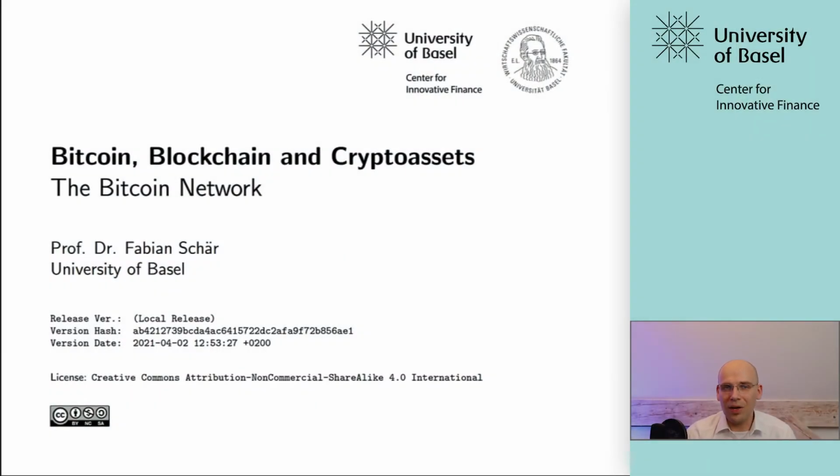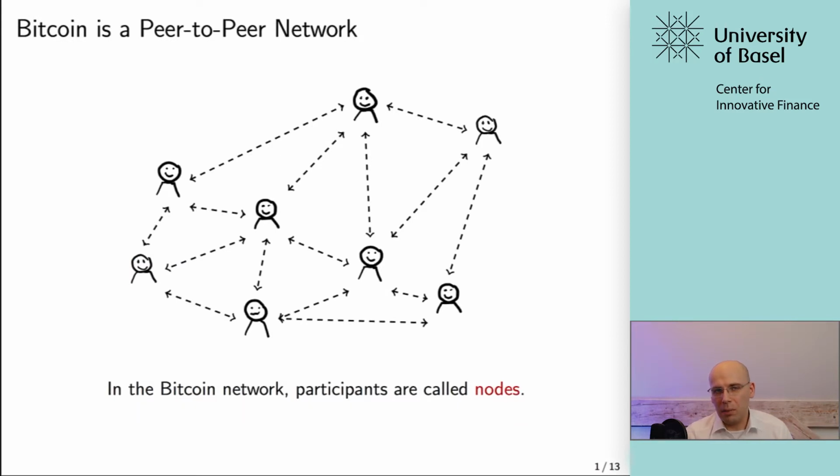Alright, last time we talked about peer-to-peer networks in a general sense. And now this time we will look at how peer-to-peer networks are used in the Bitcoin network, how it is actually applied to Bitcoin. And most of the things will be quite familiar. I mean, it's quite similar to general peer-to-peer networks.